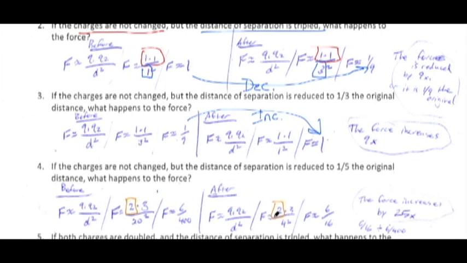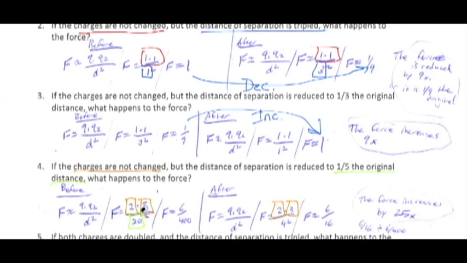So if the charges are not changed, but the distance of separation is reduced to 1/5, well, my charges not being changed, in this case, my original charge here, for some reason, I picked 2. I didn't change that charge over there, right? So that's part of my charges not being changed. And then my other charge that I picked was 3. So I need to make sure that, according to the problem, it tells me not to change it. So I didn't change it here.